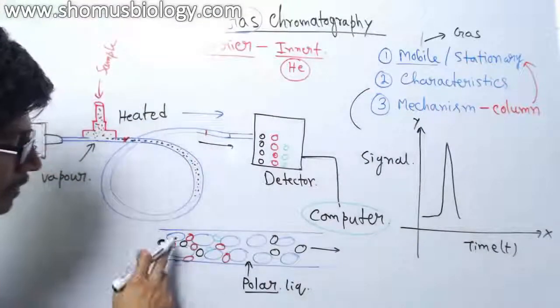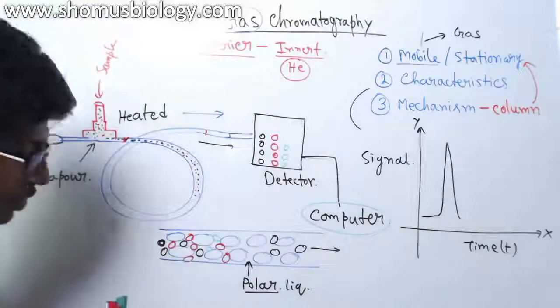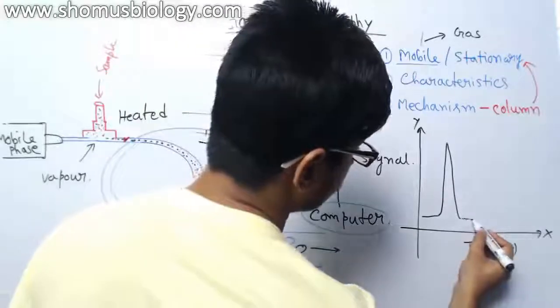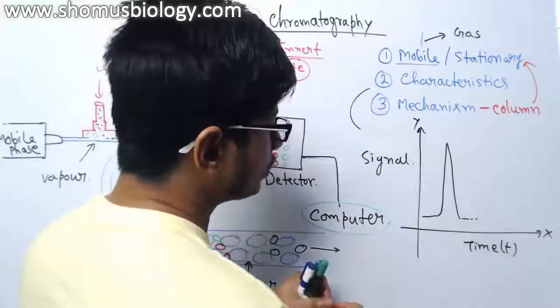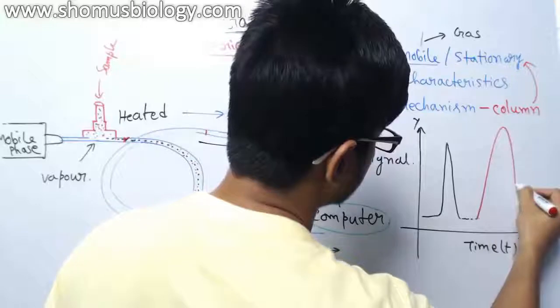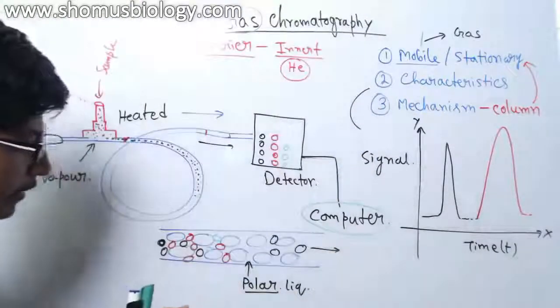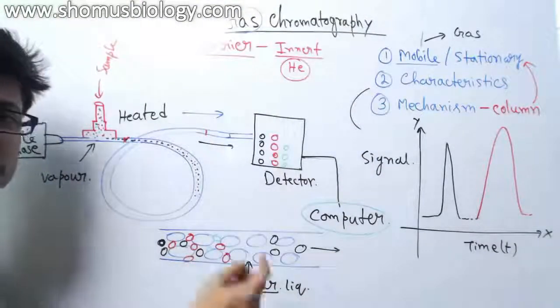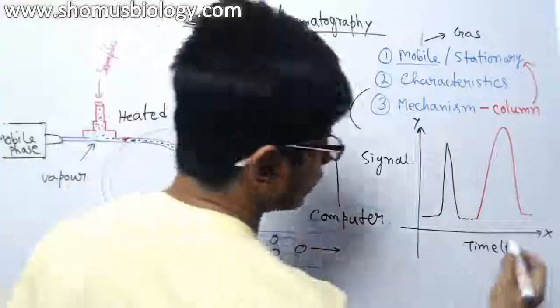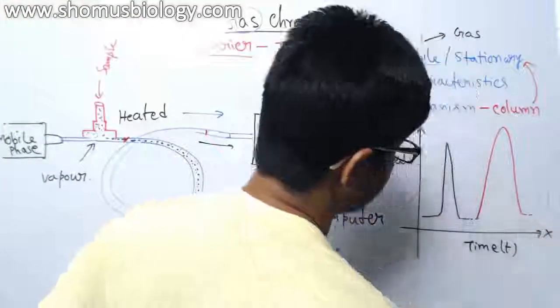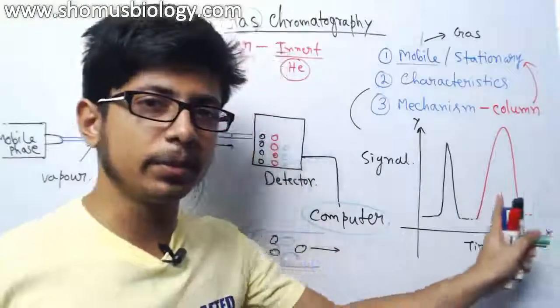Now let's say it comes red. Red contains the highest concentration. After some time red starts to come out, but the concentration of the red will be higher. And then finally the concentration of green is also very low, and its retention time is also less, so we'll see the green at the end. So this is the type of peak that we will see.